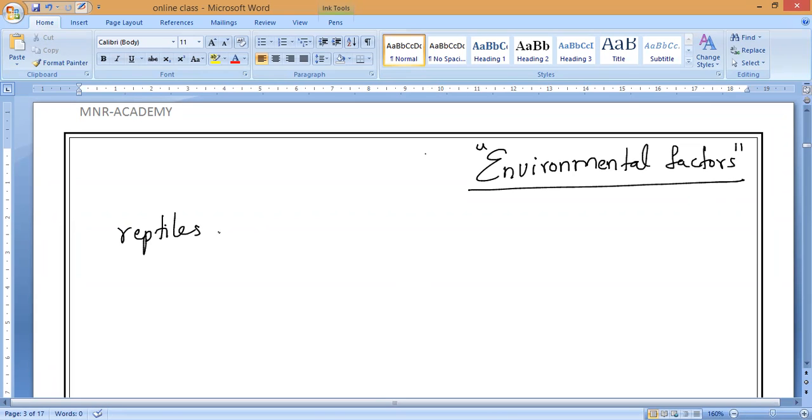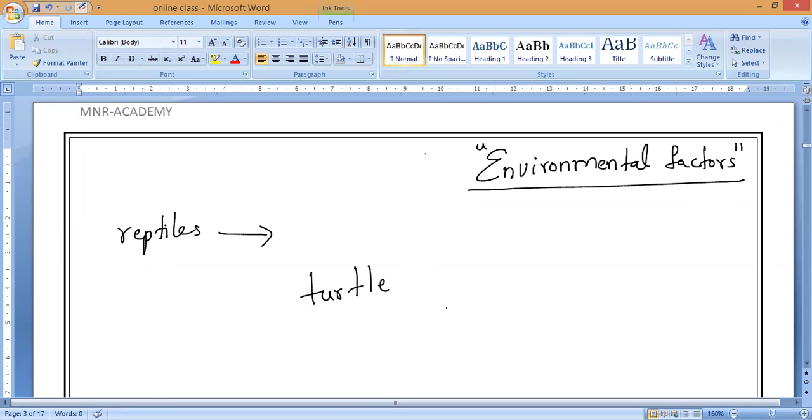Now if we take reptiles, the temperature at which the fertilized egg is incubated before hatching plays a role in determining the sex of the offspring. Do you understand? Whether it is a high or low temperature before hatching decides it. For example, take the turtle. First listen, later you can understand.